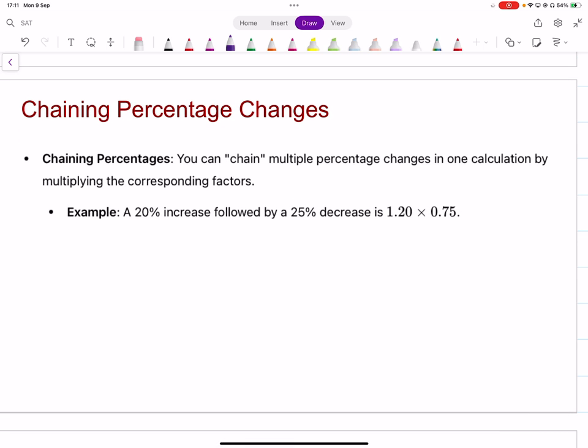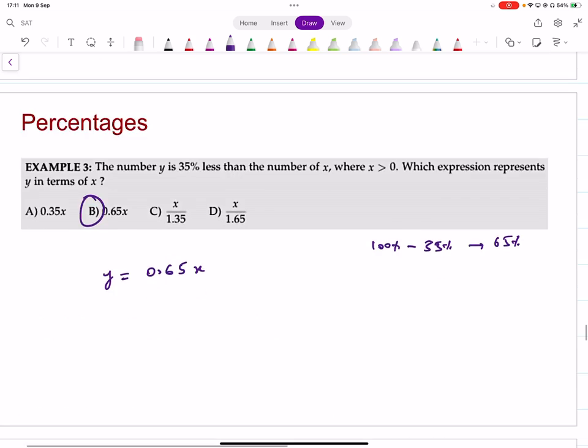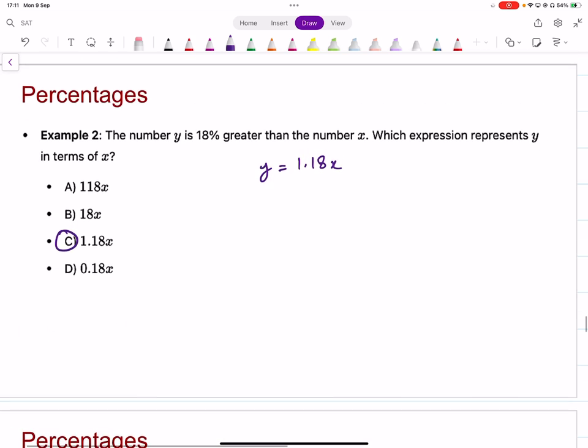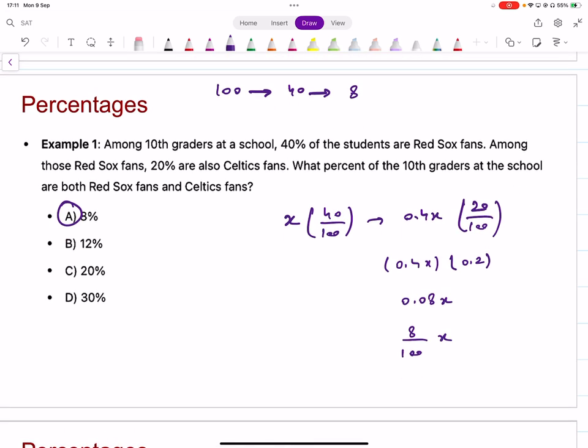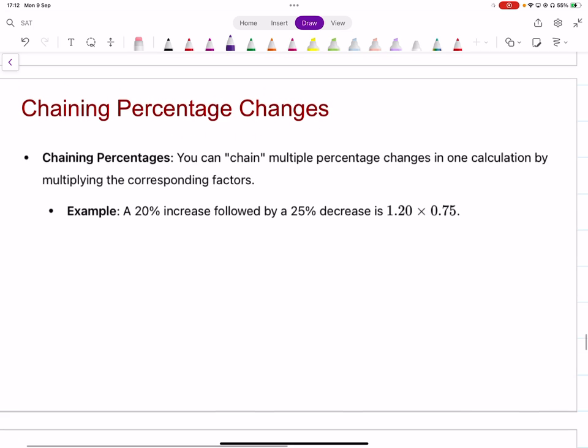Now, you can chain percentage changes as well. We actually did this in the first and the second example. In fact, in the first example that we did, there were two percentages that we were calculating. We first found 40% of something, and then we found 20% of the result. This is called chaining percentages: we find one percentage, and then using the result, we find another percentage. We can do all of this calculation all at once as well. Now, let me explain what I mean by that.